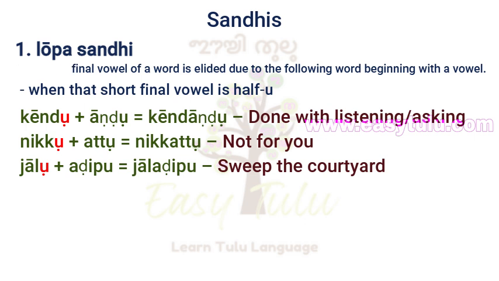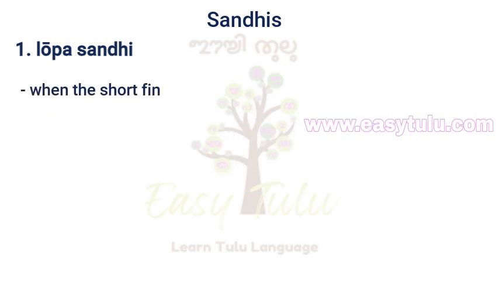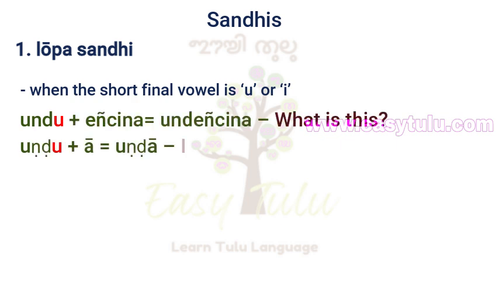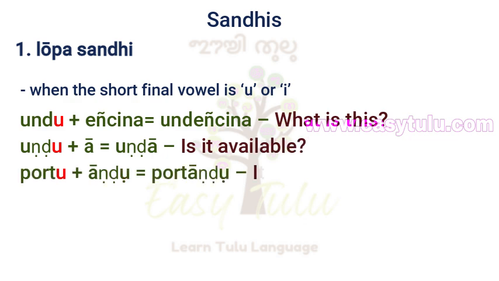Lōpa Sandhi can also happen when the short final vowel is U or E, mainly when these two vowels are introduced for vowel harmony. Examples: undu plus enchina, undenchina. What is this? Undenchina. Undu plus a, unda. Is it available? Unda.